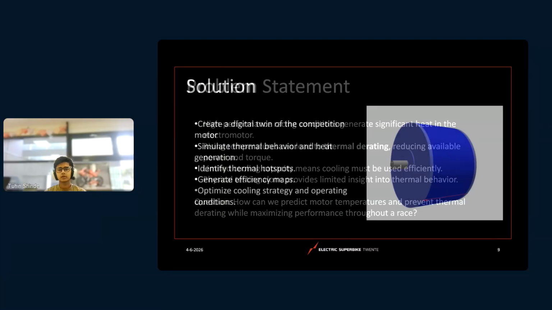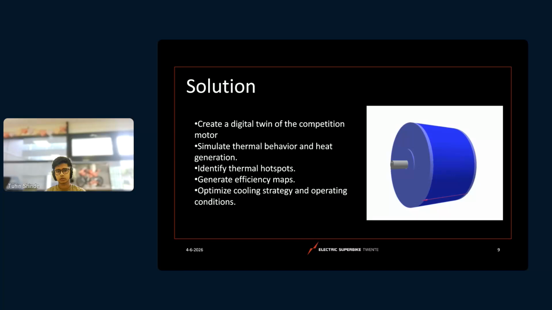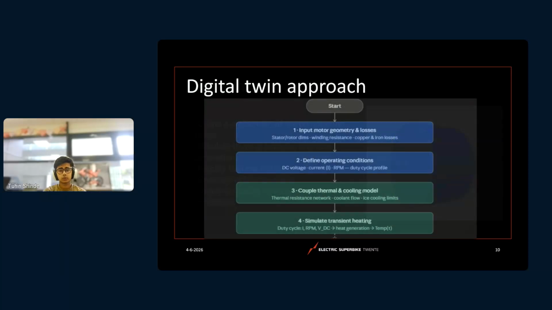So we create a digital twin of the competition electromotor and simulate thermal behavior on it. We also try to identify thermal hotspots and generate efficiency maps through the lab module. And then we optimize our cooling strategy and operating conditions through it. So this is sort of the workflow that we follow.